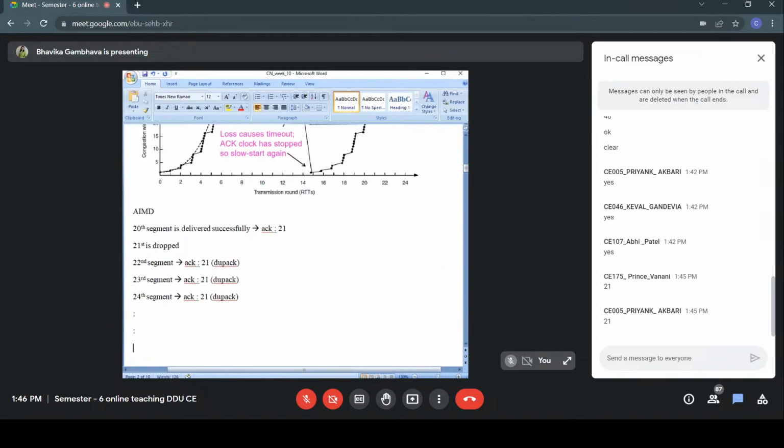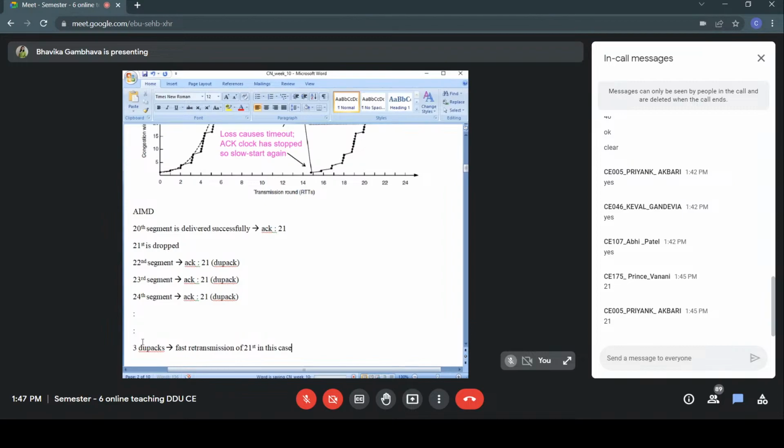So I hope you understand that whenever the receiver gets correct data in order, the appropriate acknowledgement will be sent. However, if it gets data out of order, we can always issue duplicate acknowledgements. There is no harm in that. Whenever your transmitter receives 3 duplicate acknowledgements, it will attempt retransmission of that suspected dropped segment, which is known as fast retransmission. Fast retransmission of the 21st in this case.